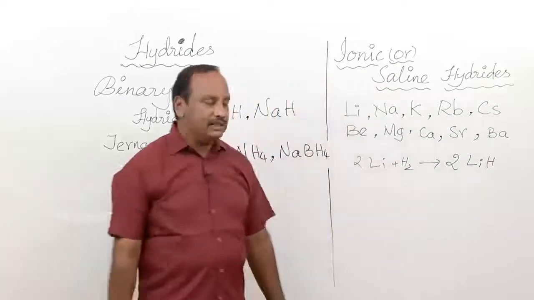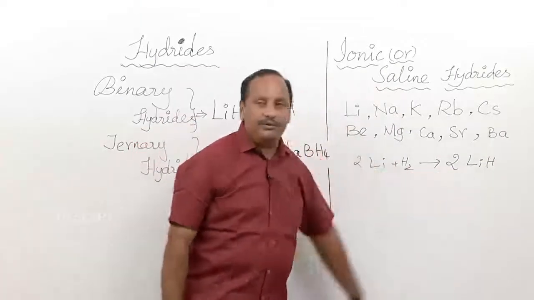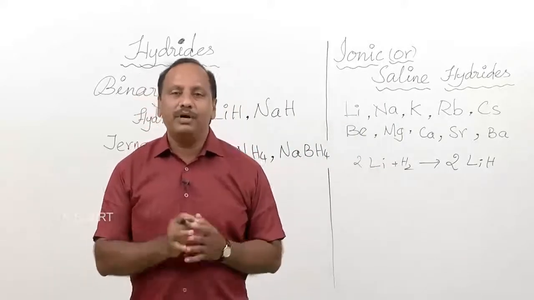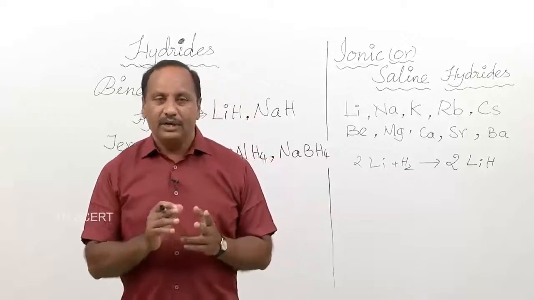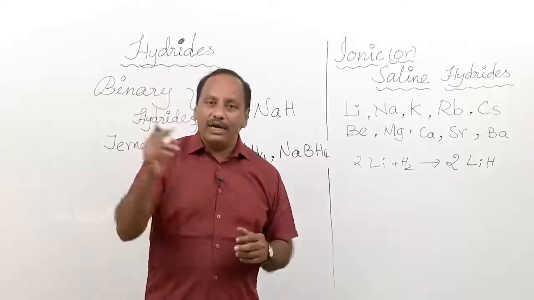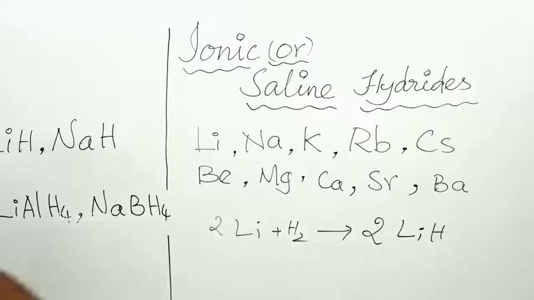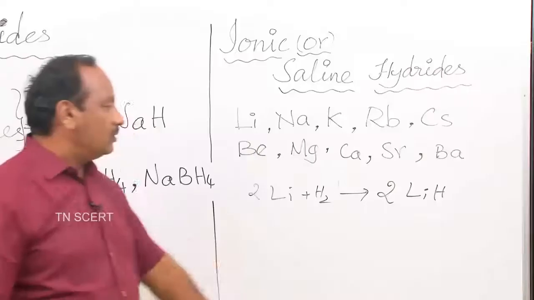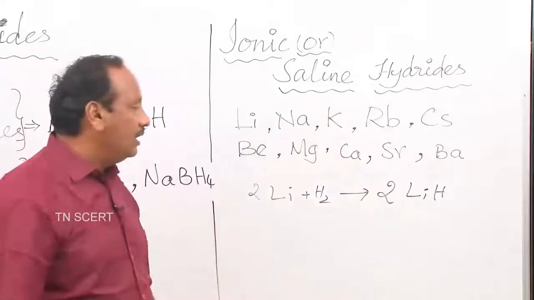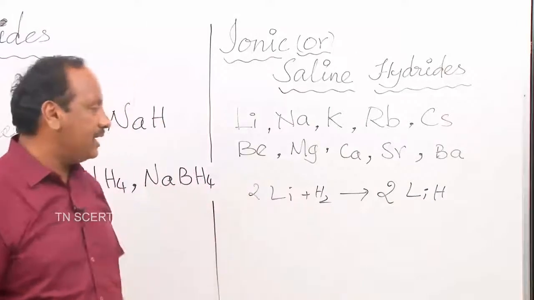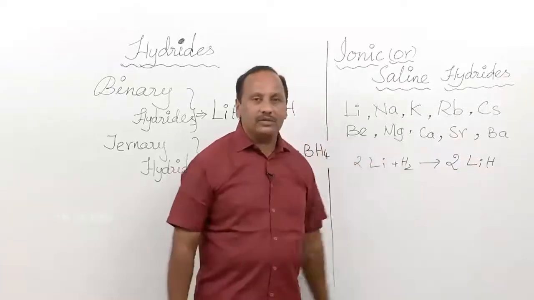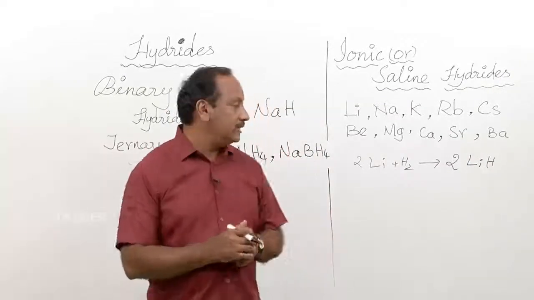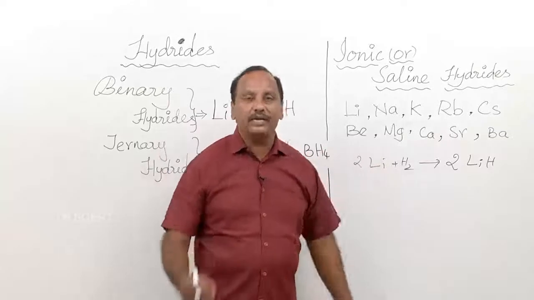In these hydrides, an ionic bond is present between hydrogen and lithium. What is meant by ionic bond? An ionic bond is formed between two elements by the transfer of electron from one element to another element. So, in lithium hydride, an ionic bond is present between lithium and hydrogen. Lithium exists as Li plus ion and hydrogen exists as H minus ion. Lithium gives an electron to hydrogen, so it exists as Li plus ion and hydrogen exists as H minus ion, that is hydride ion.